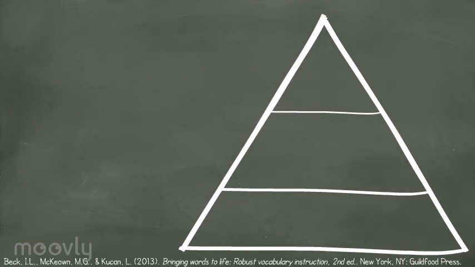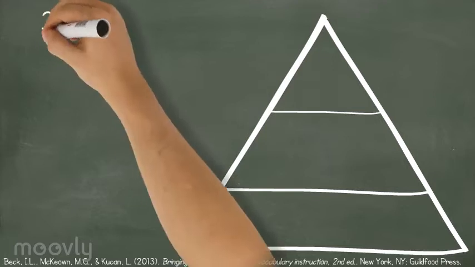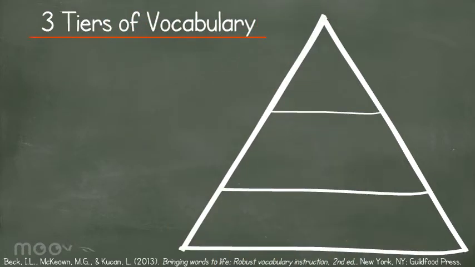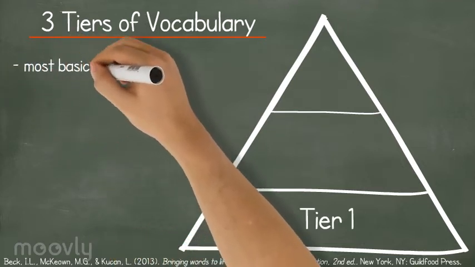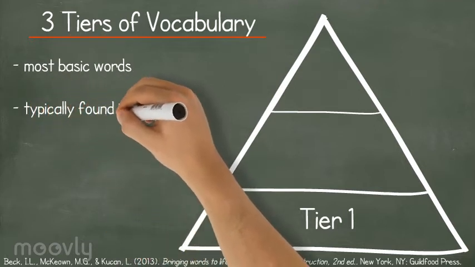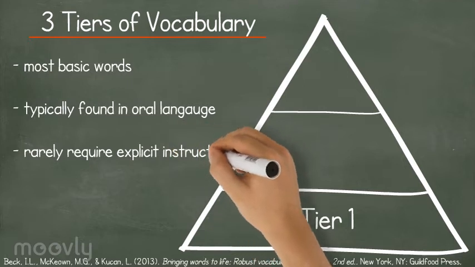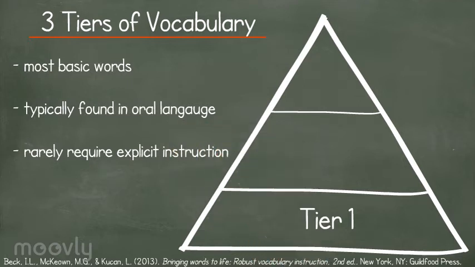Before we can decide what words are appropriate, we need to review the 3 tiers of vocabulary. Vocabulary is made up of 3 tiers. Tier 1 vocabulary is made up of the most basic words. These are words used in everyday speech and those that are typically found in oral language. Tier 1 words rarely require explicit instruction and are usually learned through everyday experiences. Some examples of Tier 1 words are back, walk, map, and look.